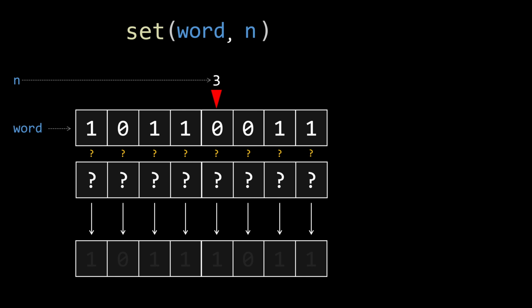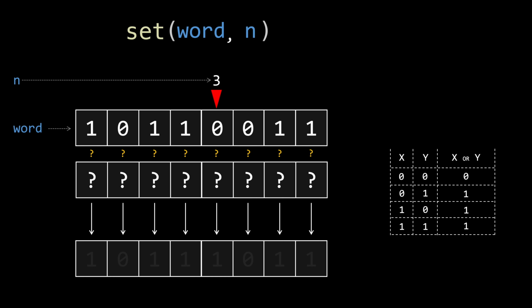If we look at the truth table for the logical OR operation, we can see that whenever either input is 1, the output is 1. So the trick is this. We create a second word that contains all zeros except for a 1 at position n, and then we apply a bitwise OR between our original word and this new value. This extra value is called a mask.